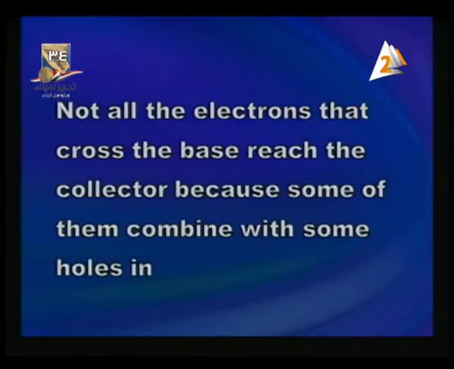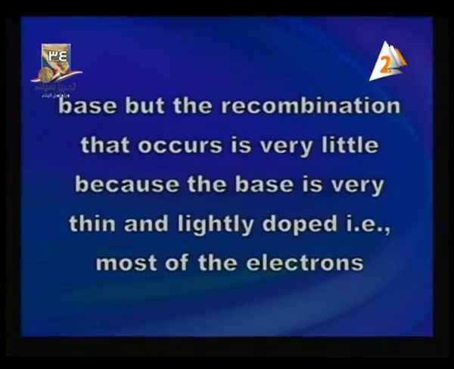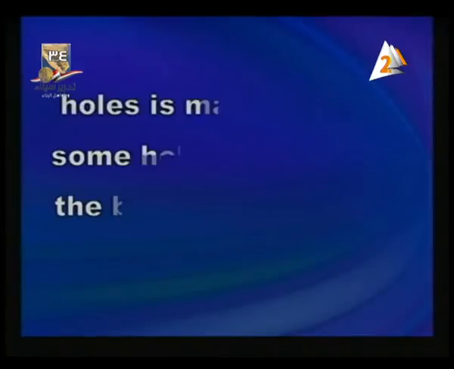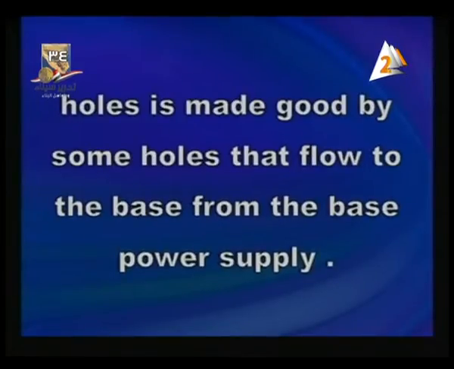Not all the electrons that cross the base reach the collector, because some of them combine with some holes in the base, but the recombination that occurs is very little, because the base is very thin and deliberately made very thin and lightly doped. That is to say, most of the electrons that have entered the base from the emitter quickly reach the collector. The loss of holes is made good by some holes that flow to the base from the base power supply.